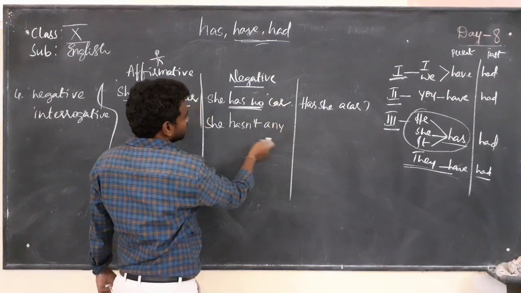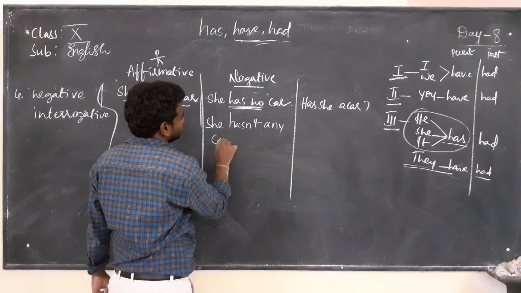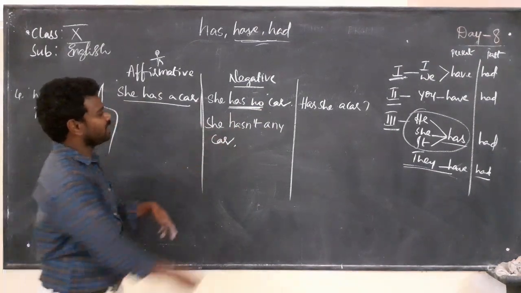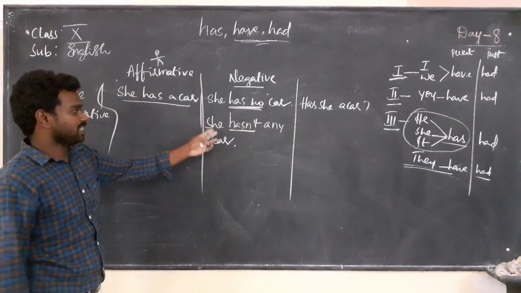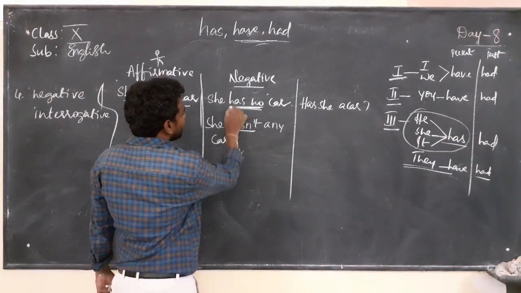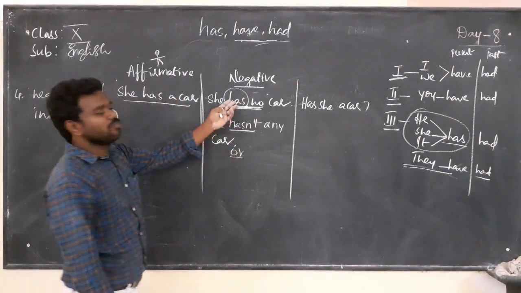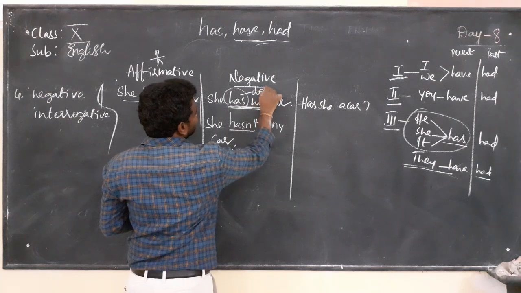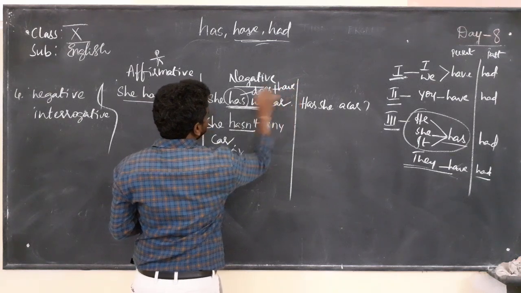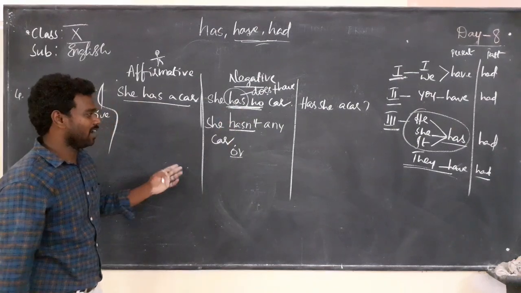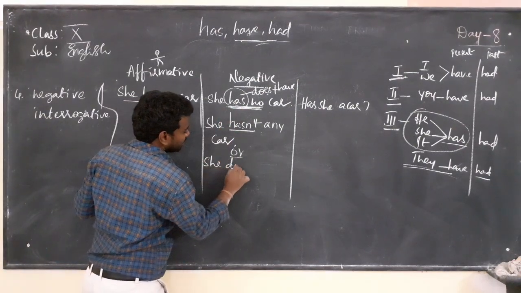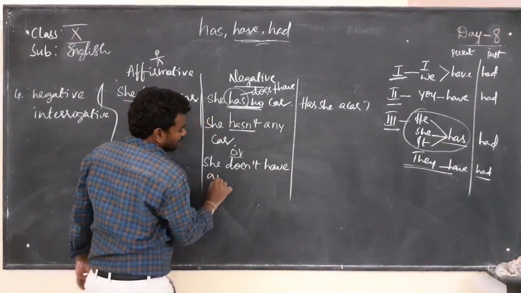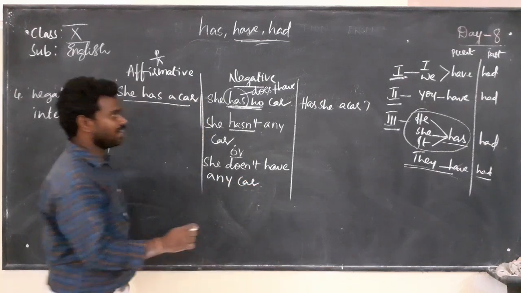She has no car, and another way is she hasn't any car. Here has is used as a main verb in the sentence. Has indicates present tense. Does plus have is equal to has. And also we can say she doesn't have any car.